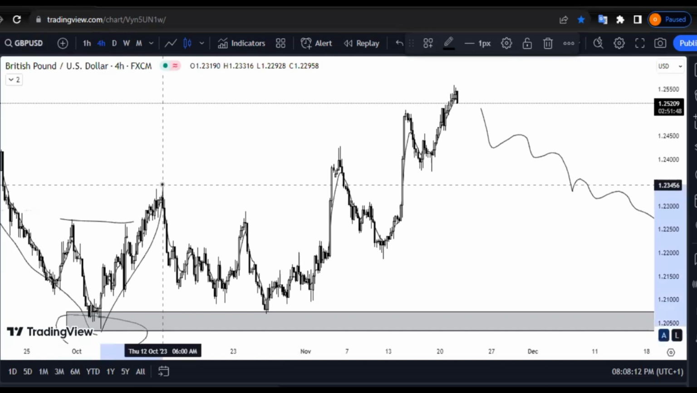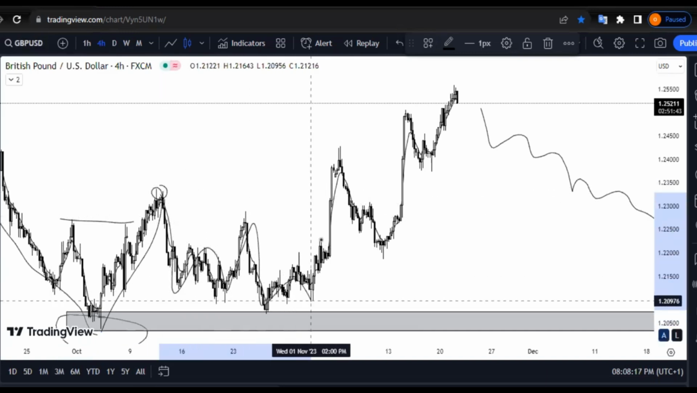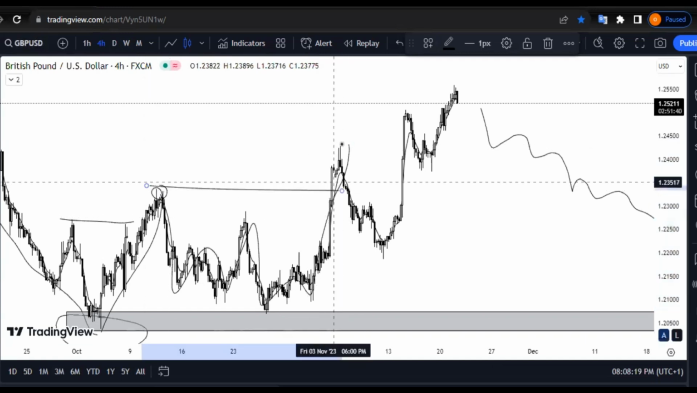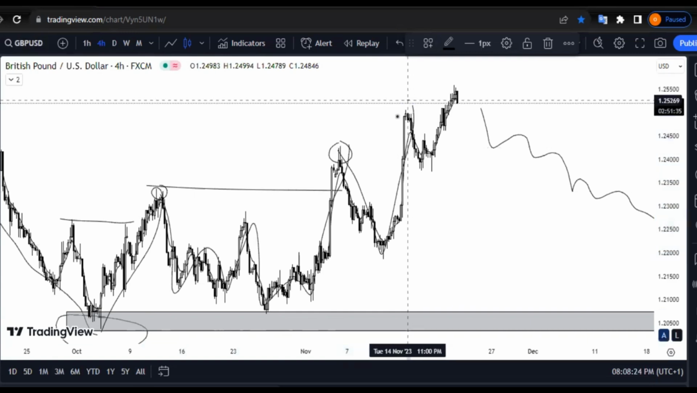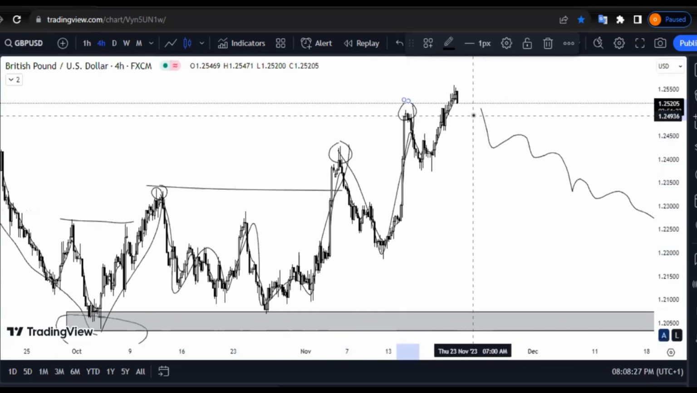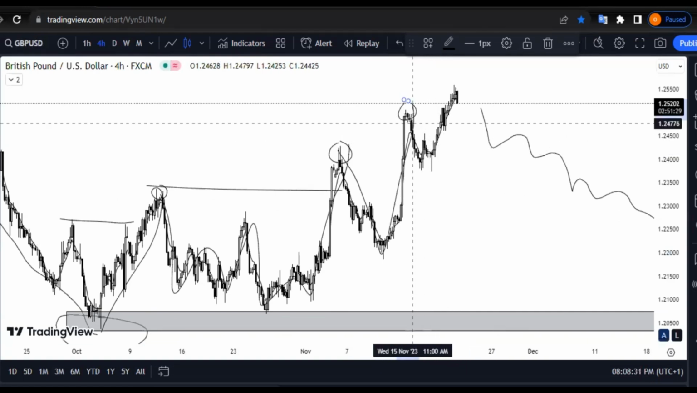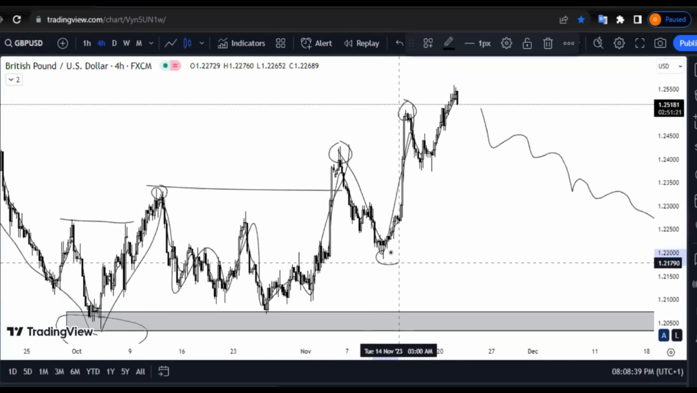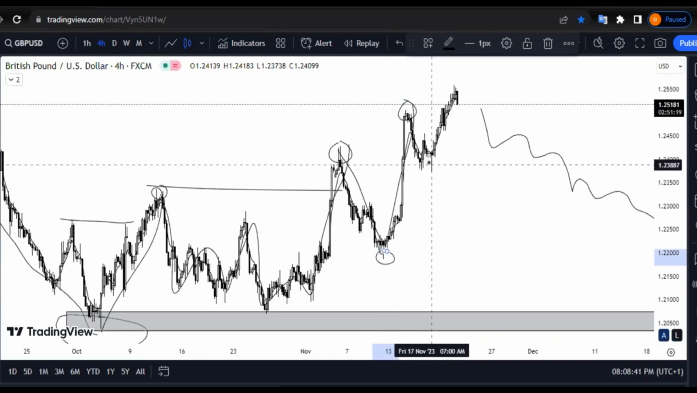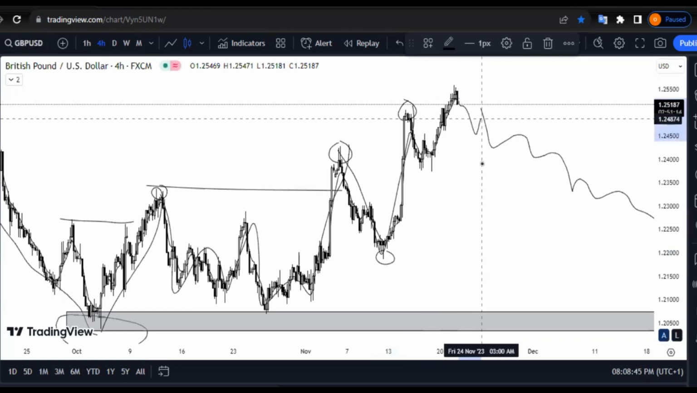We had this push to the upside. We had all of this correction. Then we had another impulse. Then another correction. Then another impulse. So now we see the market giving us an impulsive move, then a corrective move, then an impulsive move. So we have this range from this point to this point. So we might just see this market dropping to the downside.